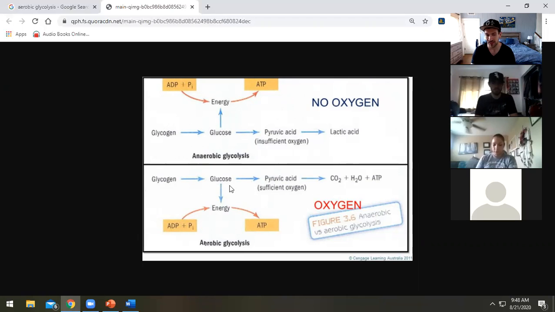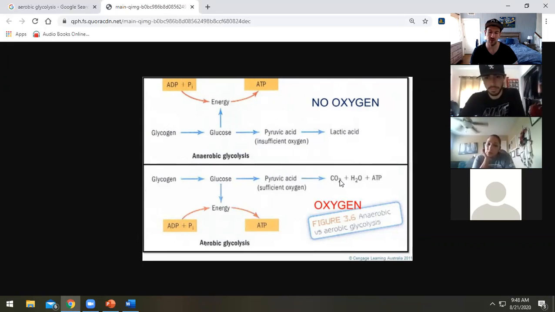In aerobic glycolysis, glycogen gets broken down, you're left with glucose, that gives you some ATP, and you're left with pyruvates. But because there is sufficient oxygen, your body will combine it with a little bit of water and spit out some ATP, and now that's going to go into the rest of the Krebs cycle and then the electron transport chain. It'll go through the other processes afterwards.